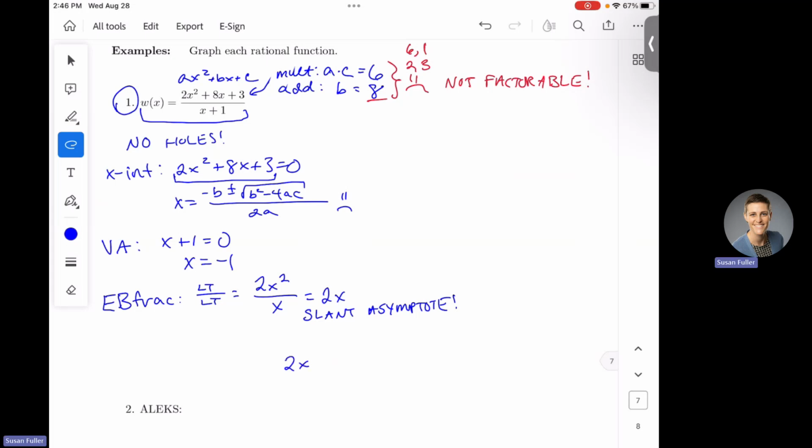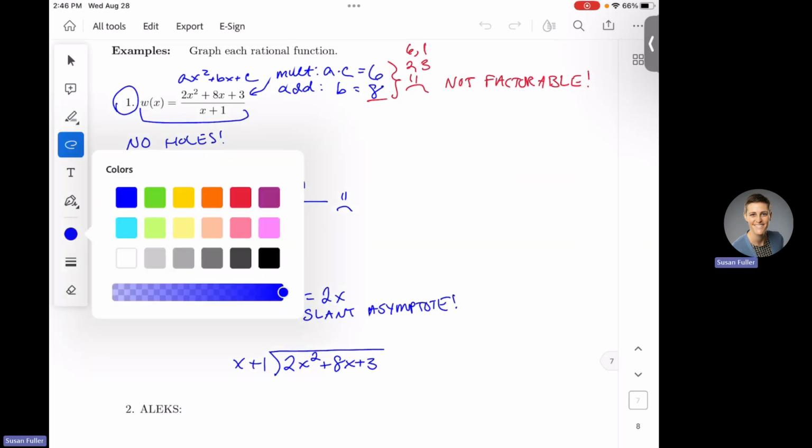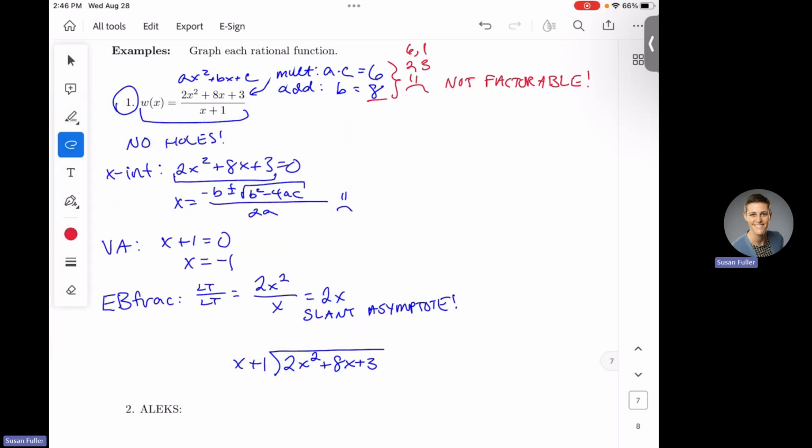So I'm going to take the top, 2x squared plus 8x plus 3, and I'm going to divide by that denominator, which is x plus 1. Okay, let's do polynomial long division. So I'm going to take the leading term on the inside over the leading term on the outside. That's how we do this. The leading term inside is 2x squared divided by my leading term outside, x. 2x squared divided by x is 2x, right? That's what we got here. That's always going to happen.